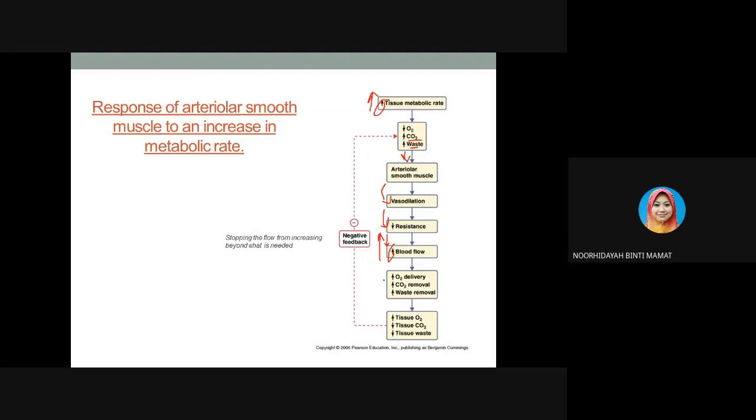So it will increase the delivery of oxygen, and also increase the removal of carbon dioxide and waste. Then the level of oxygen in the tissue will increase, and the level of carbon dioxide and waste in the tissue will decrease. Then it will go back to normal, so it will stop the flow from increasing beyond what is needed. If there is less demand, there will be lesser blood flow. If there is higher demand, there will be higher blood flow.